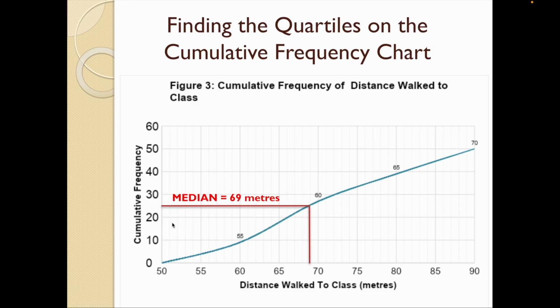Now, where would the lower quartile be? If this is 25, the overall goes to 50, where do you think the lower quartile would be? How you get 12.5? Good, so that's the middle of that part. So then we know that that's 12.5. Or if you wanted to divide 50 by 4, you would get 12.5.